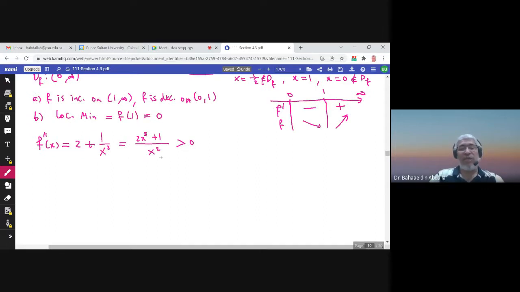And this means that f is concave up on all the domain, which is from 0 to infinity. The domain from 0 to infinity, always concave up. And no inflection points because concavity does not change.